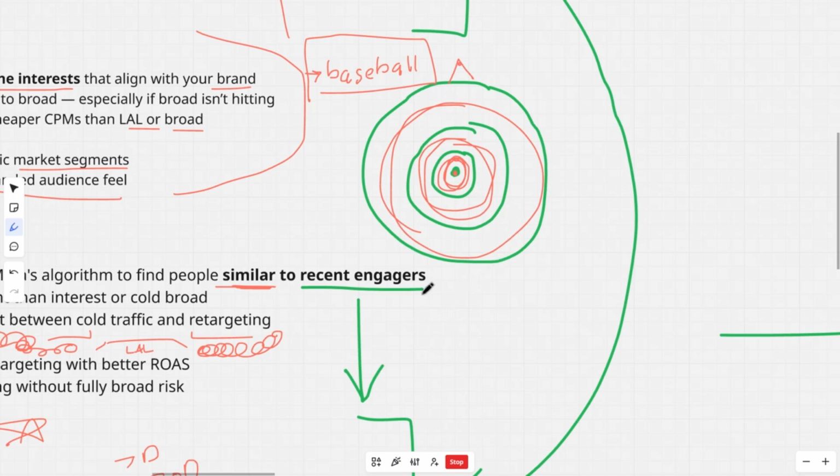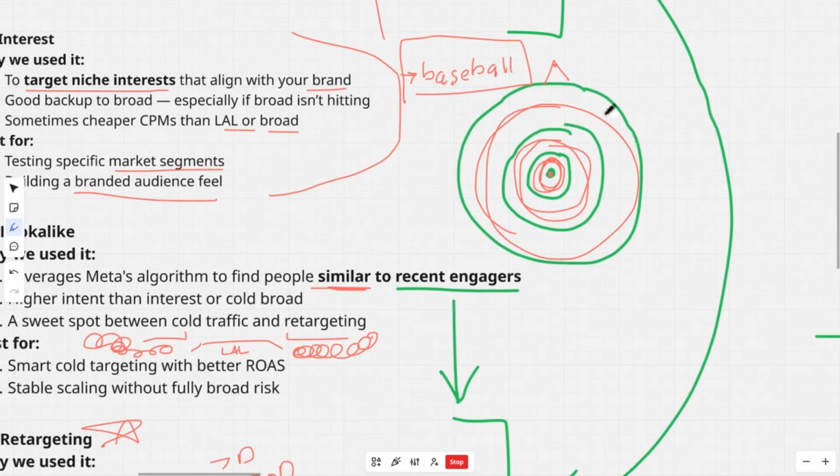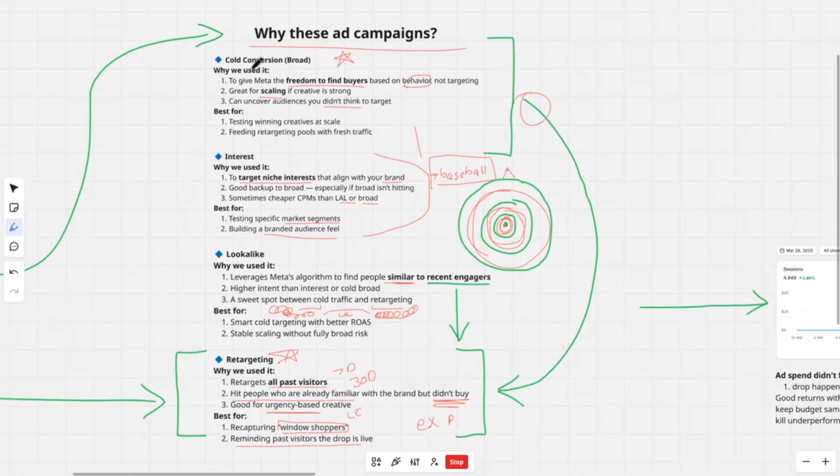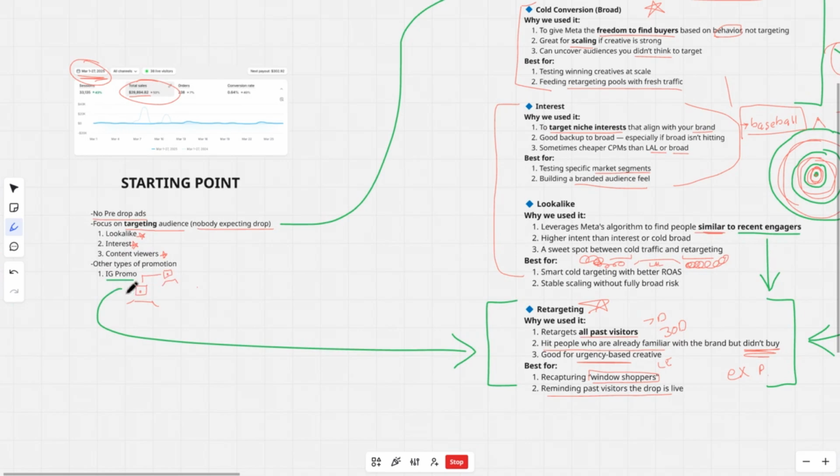That's not an exact explanation of how these work, but it might be easy to understand if this is your first time seeing ad campaigns. But basically, cold conversion, on top of finding new audiences, is going to feed the retargeting pools with fresh traffic, because eventually you will run out of people to retarget if you're not introducing new people. This is also why it's growing your brand, because we're keeping this pool fresh. Same thing over here, the IG promo. People who interact with yours after the promotion are going to get retargeted with ads.